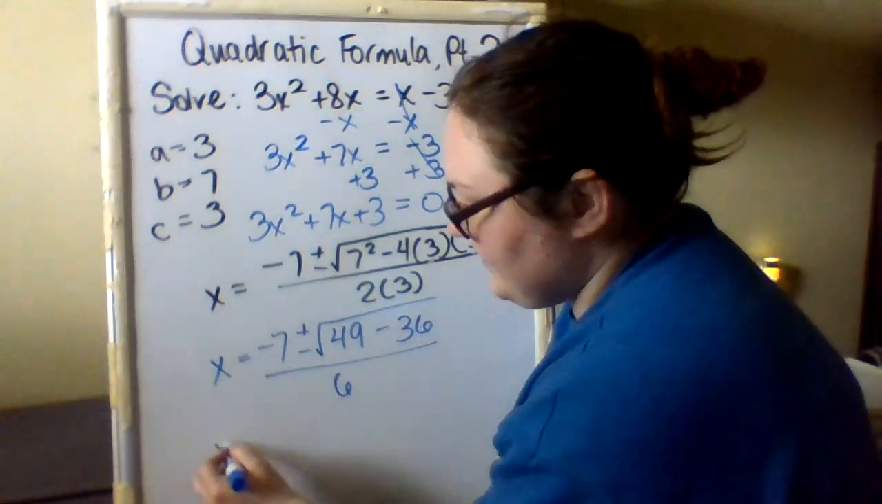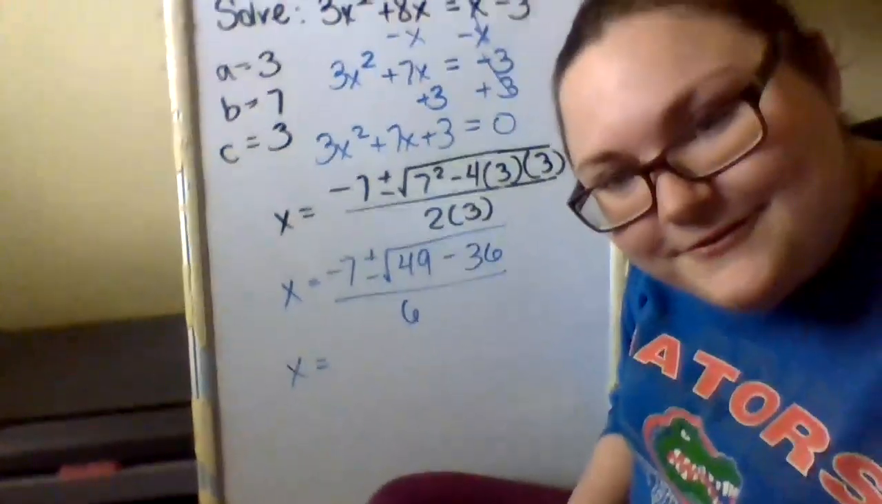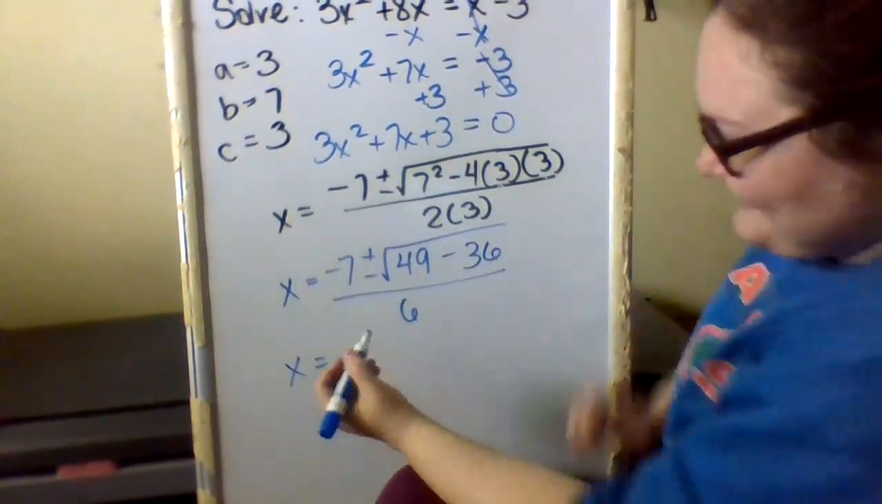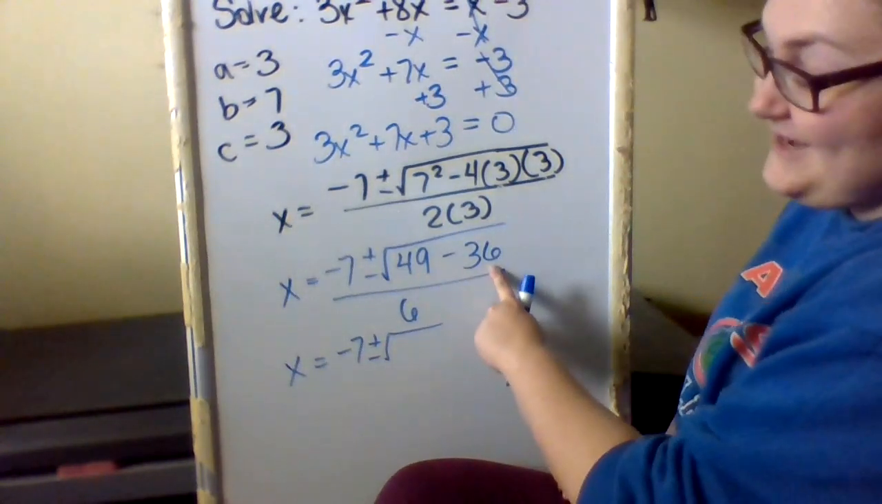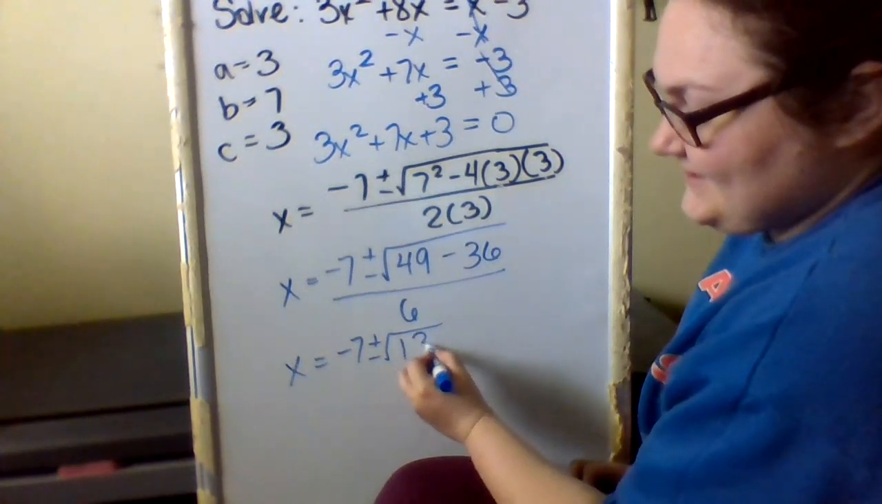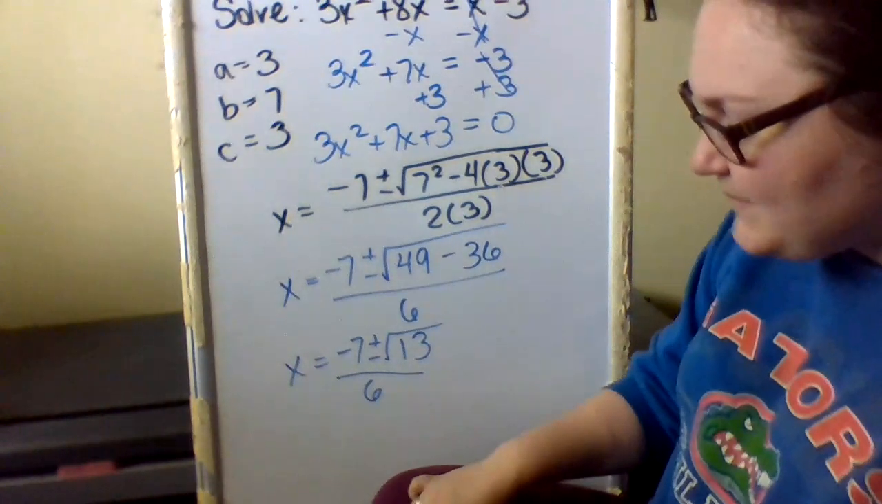We could keep going. We get negative 7 plus or minus square root of 49 minus 36, which is 13, all over 6. And this is where I'm going to pause.